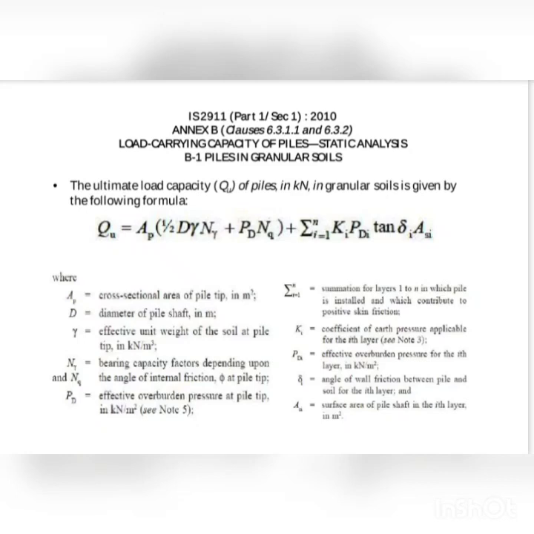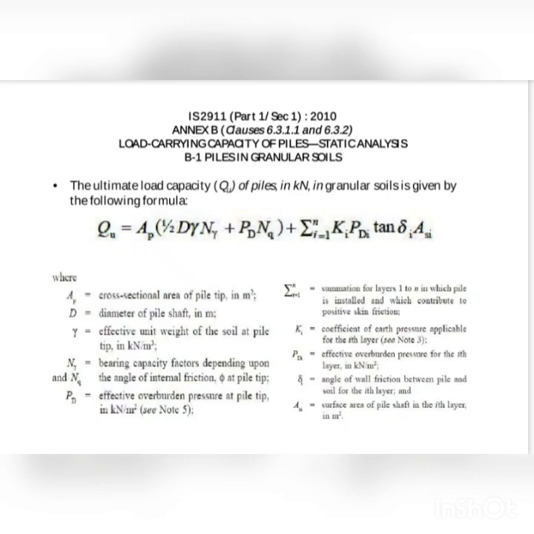Let me tell you about the terms that are used in this equation. The term AP is the cross-sectional area of the pile tip in meter square. Pile tip is the portion where the pile ends in the soil. D is the diameter of the pile shaft in meter that will be given. Gamma is the effective weight of the soil at the pile tip in kilonewton per meter square. Remember, it is at the pile tip where the pile is ending.